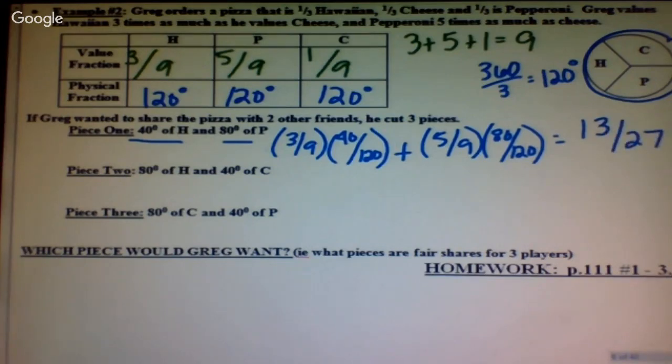Okay, piece 2. We're talking 80 degrees Hawaiian first. So we're not finding the absolute value on this? No. It doesn't give you a price for the pizza. We could if I told you your pizza was $80. Expensive.